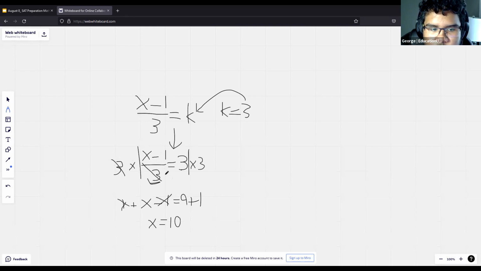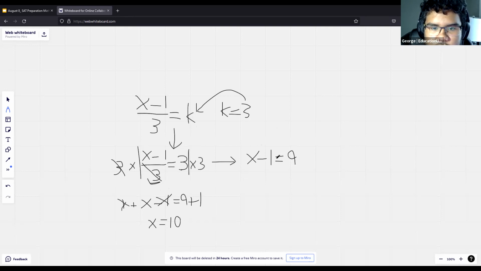So these two basically cancel each other out. And what happens on the right side is that no such cancellation happens. So what you end up with is 3, which was originally k, multiplied by 3. And that's what gets you 9 on the left side. So the equation then ends up becoming x minus 1 equals 9.